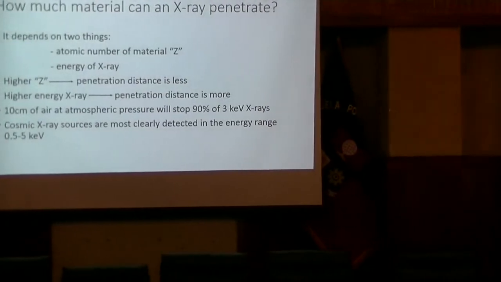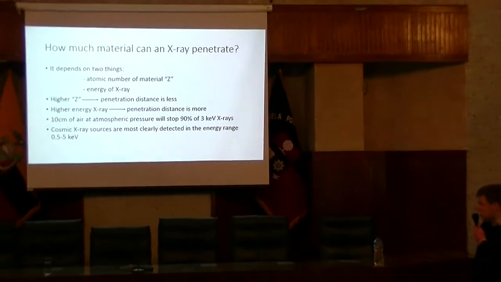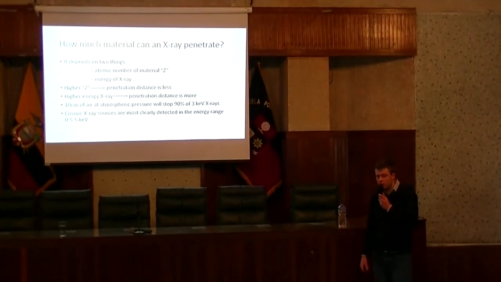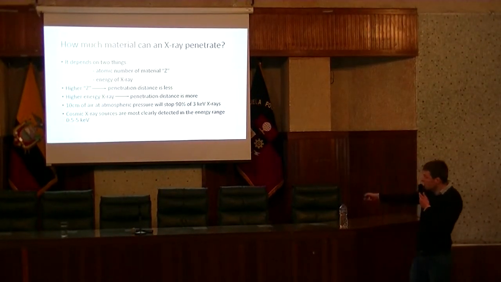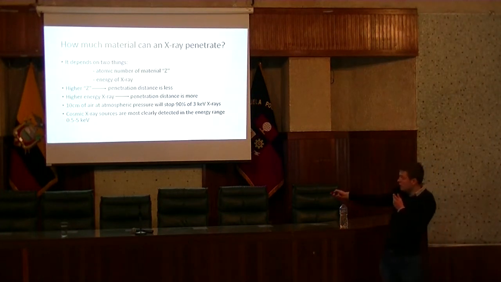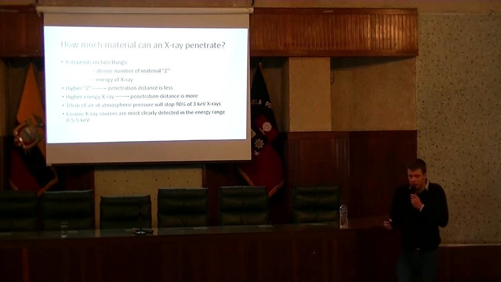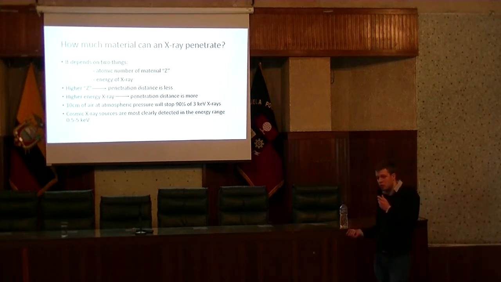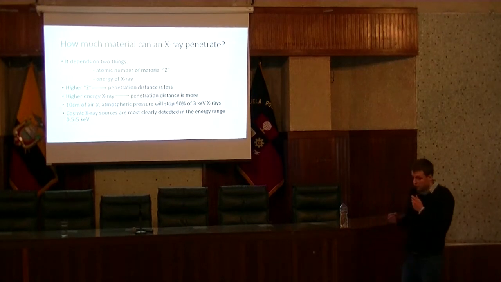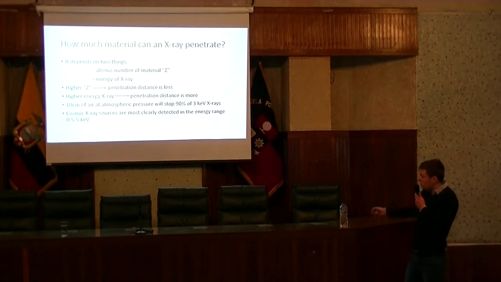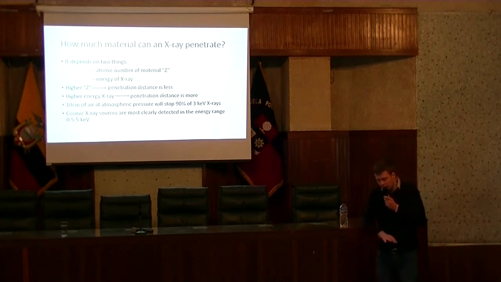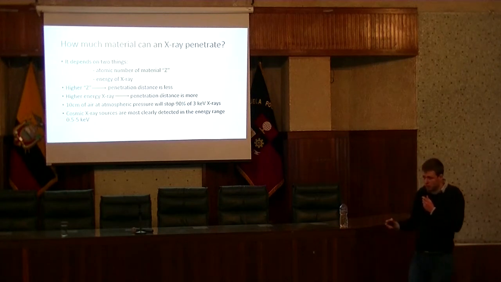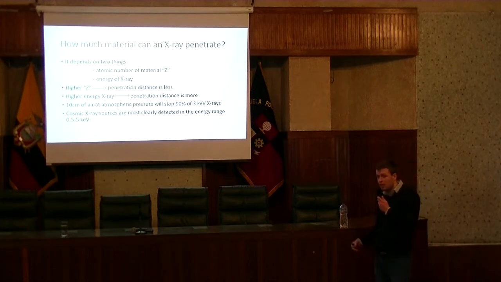10 centimeters of air at atmospheric pressure will stop 90% of 3 kiloelectron volt X-rays. As we can see here, cosmic X-ray sources are most clearly detected in this energy range. So a 3 kiloelectron volt X-ray is a typical X-ray from space. So from this it should be clear that if we have an X-ray detector here on the Earth, the atmosphere will absorb all of the X-rays, so we need to go above the atmosphere to be able to detect X-rays and collect X-ray data.